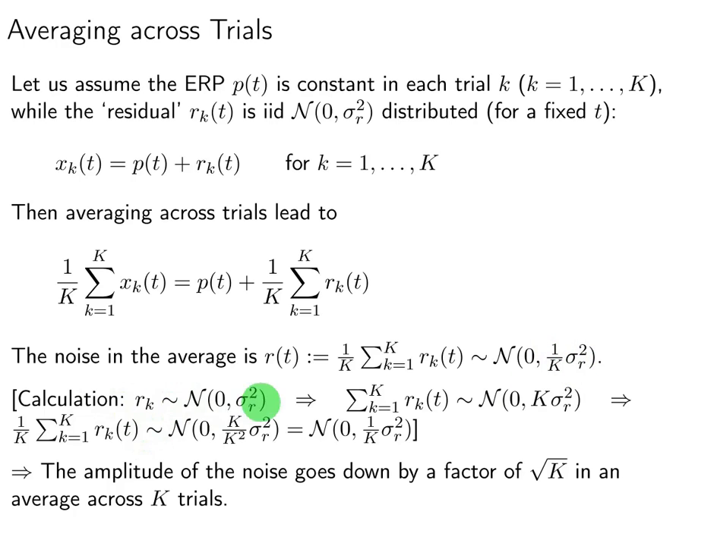So we can show it with a simple calculation. Originally we assumed that noise is generated by some Gaussian distribution, normal distribution with sigma. And if we perform summing, which is equivalent to the following, we just multiply K to the sigma, the variance. While division will also minimize the variance eventually. The amplitude of noise goes down by a factor of square root of K in an average across K trials.